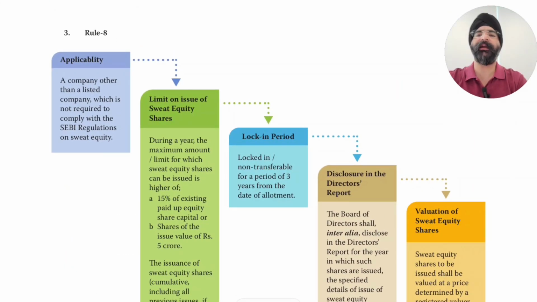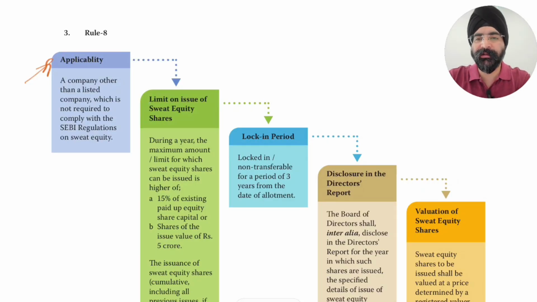What is Rule 8 under the Companies Act, Companies Rules? Rule 8 provides applicability. To whom is this applicable? A company other than a listed company, which is not required to comply with SEBI regulations on sweat equity shares. So this Rule 8 is applicable on all companies other than listed companies.